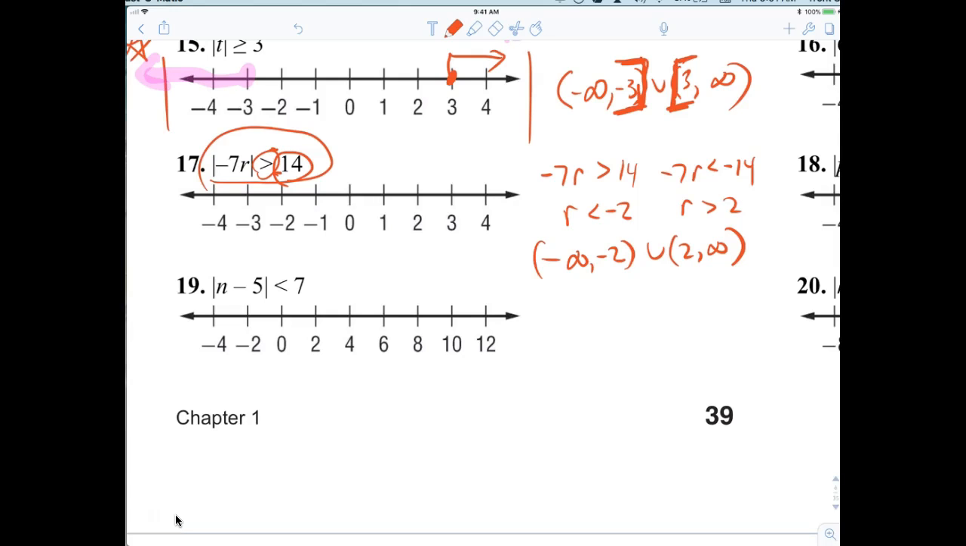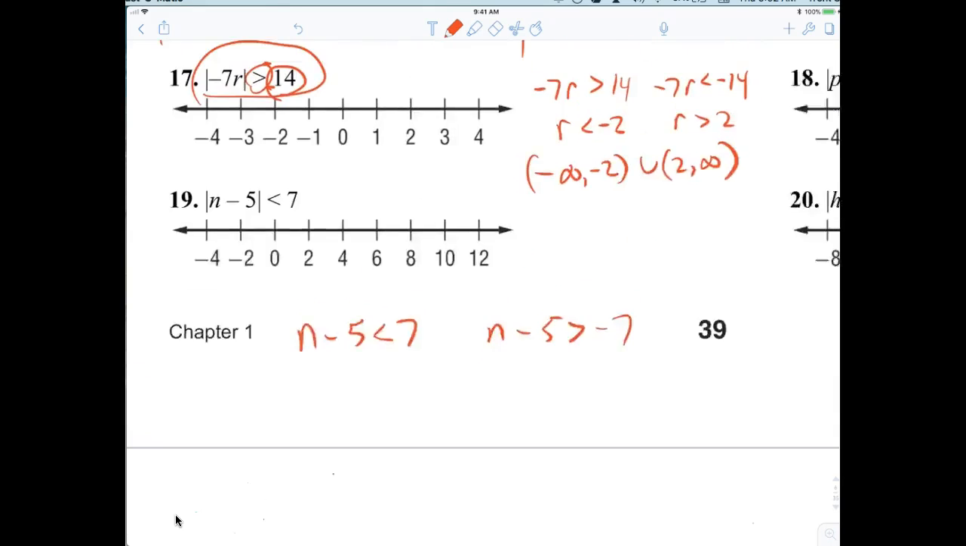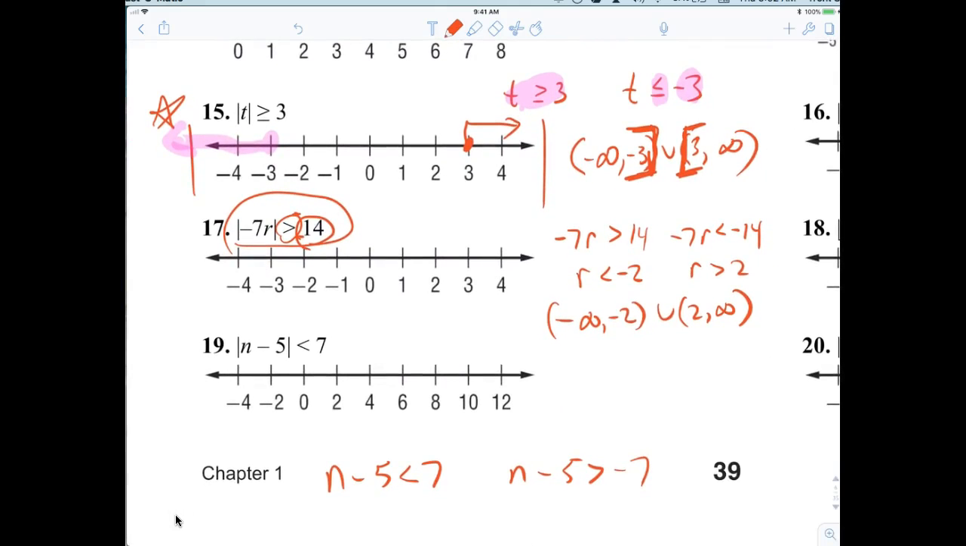Okay. Just like, for example, 19. You write n minus 5 is less than 7. N minus 5 is, that's how you do it. I understand how to do it. I just don't understand why. That was my whole presentation about this number line.